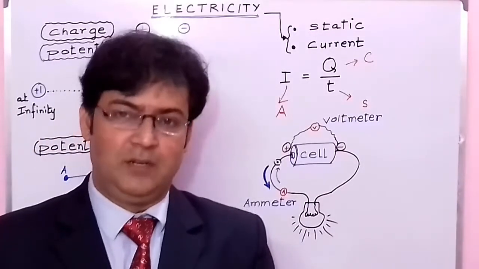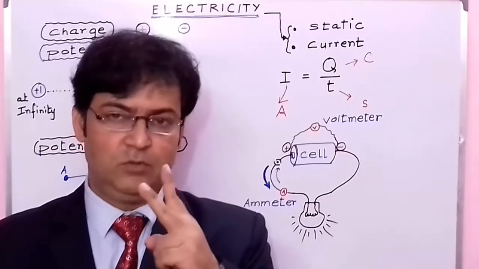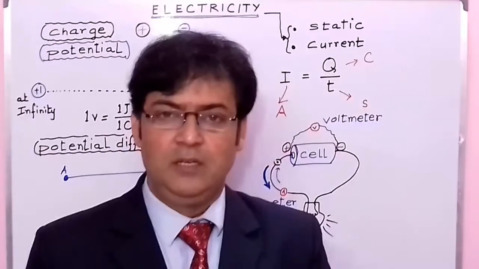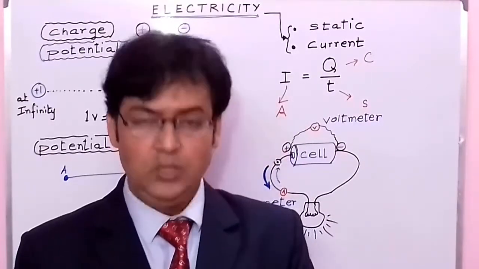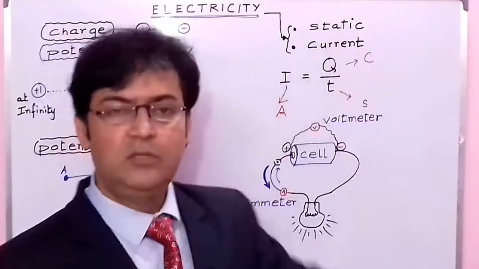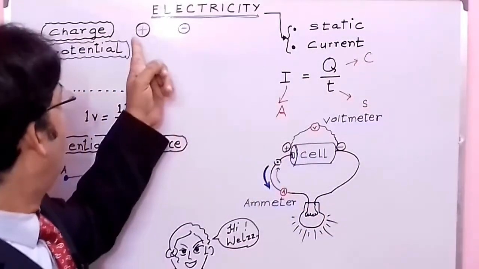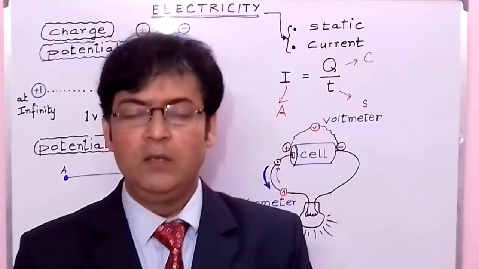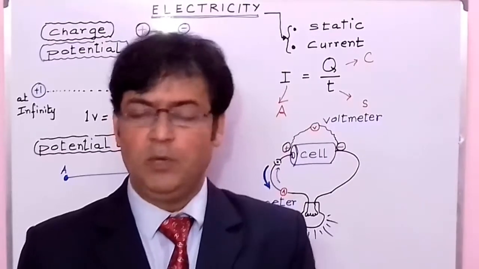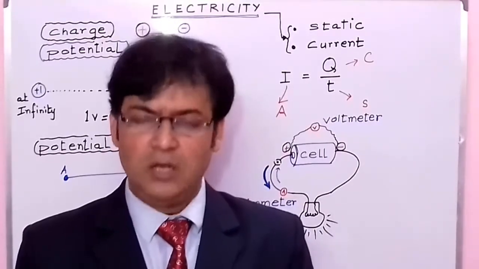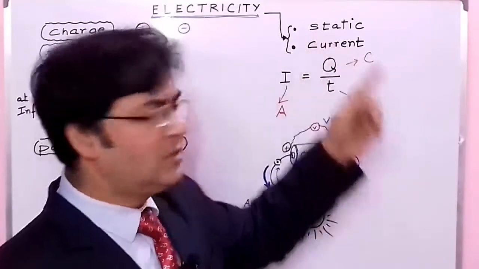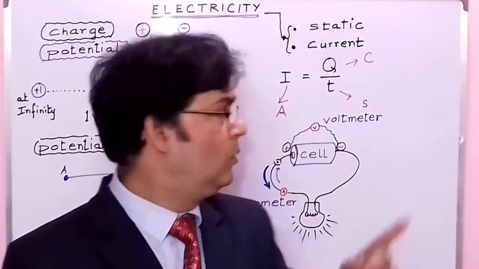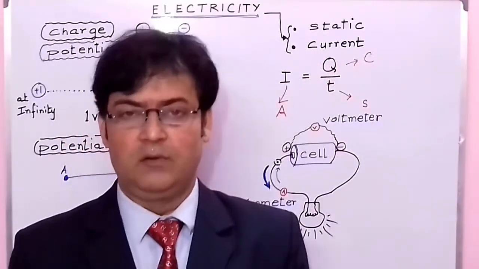Let's understand now electricity. Electricity has two types, static and current. What is static electricity? Charges which are at rest. Static means at rest. We have already discussed the glass rod and the silk cloth. When we rub, we gain some kind of charges, but that charge is not moving. We call it static electricity. But due to some reason, if we make the charges flow, we will call it current electricity.